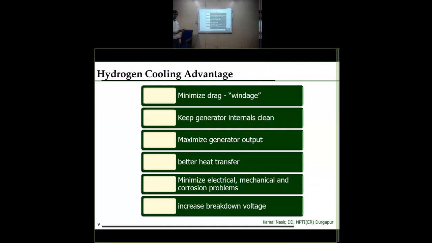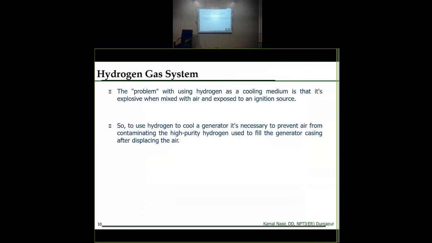Again, if we use air, it can have corrosive effect, but hydrogen does not permit this corrosion, and also hydrogen increases the breakdown voltage. So due to this, using hydrogen as a cooling medium, we enhance our generator performance.